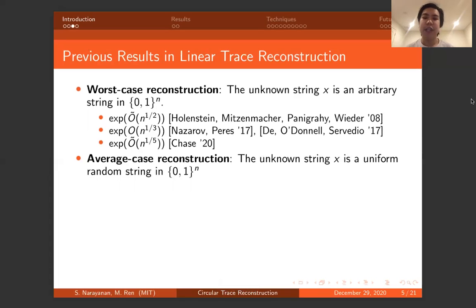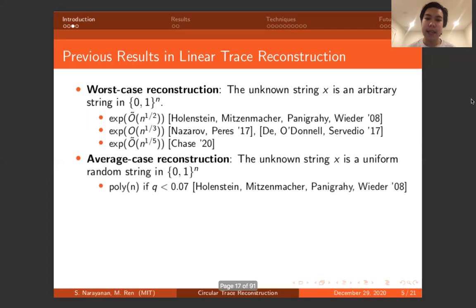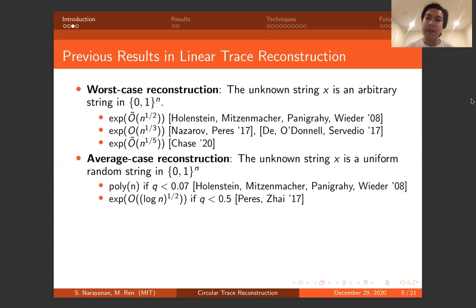There's also the case of average case reconstruction, in which the unknown string x is chosen uniformly at random from all length n strings. In this case, Holenstein et al. showed that if the deletion probability is small enough, we can do this in polynomially many traces. This was improved by Peres and Zhai to e to the roughly square root of log n if the deletion probability is less than a half. And Holden, Pemantle, and Peres showed that for all deletion probabilities, we can do this in e to the roughly cube root of log n.